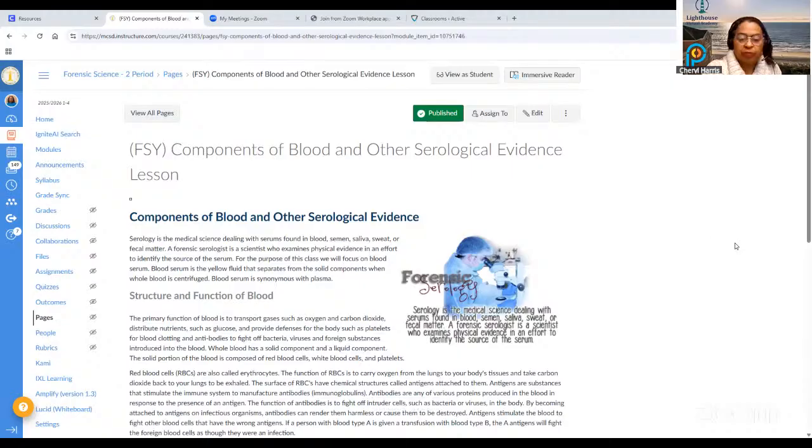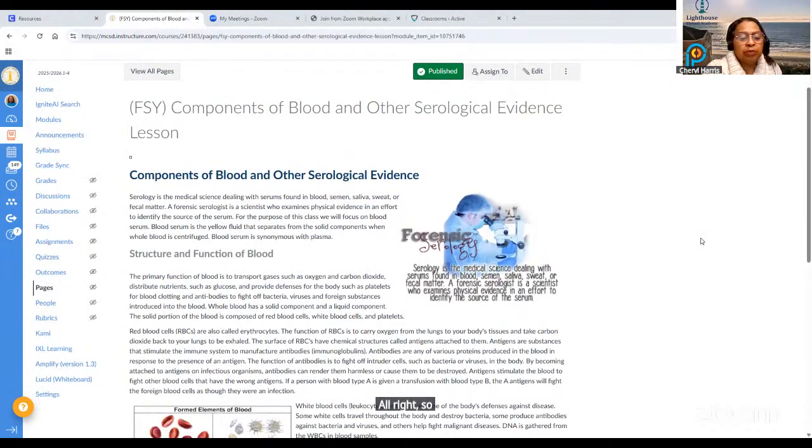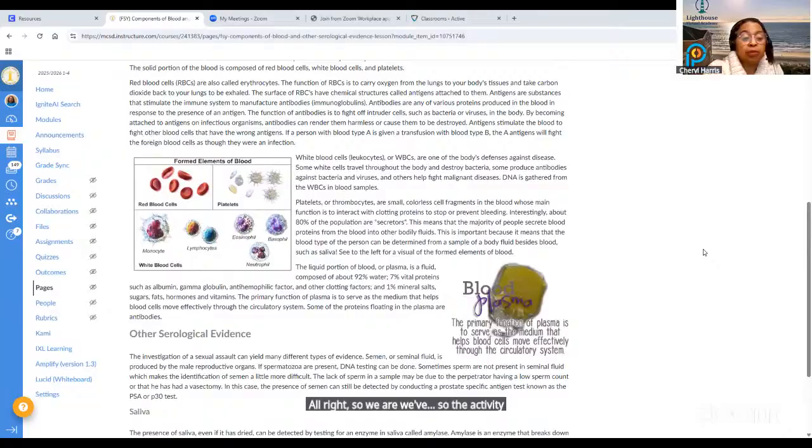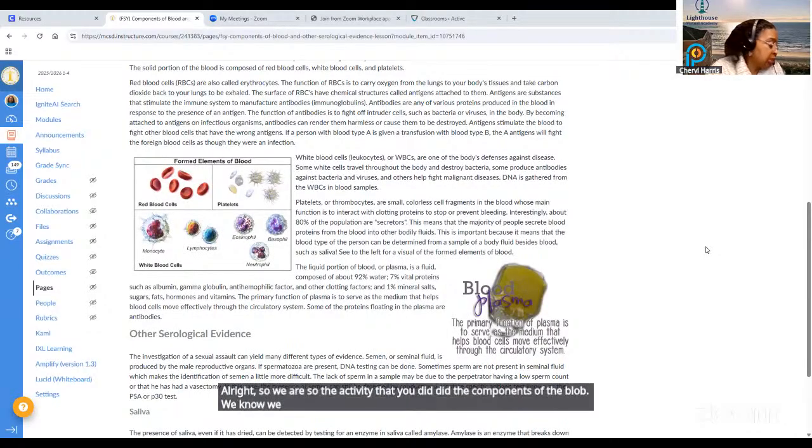All right, so the activity that you did, the components of the blood. We know we have red blood cells and white blood cells, and we have platelets. We have something called an Rh factor, and all of these are the proteins in the blood.